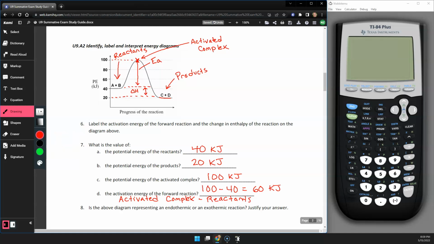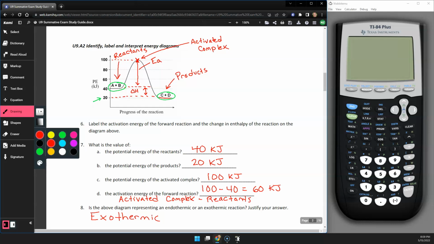Okay, it says, is the above diagram representing an endothermic or exothermic reaction? So in this case, it's exothermic. And the easy way to spot this, we want to look at the two energy values. So we are ending with less energy than we started with. So that means that energy was released.